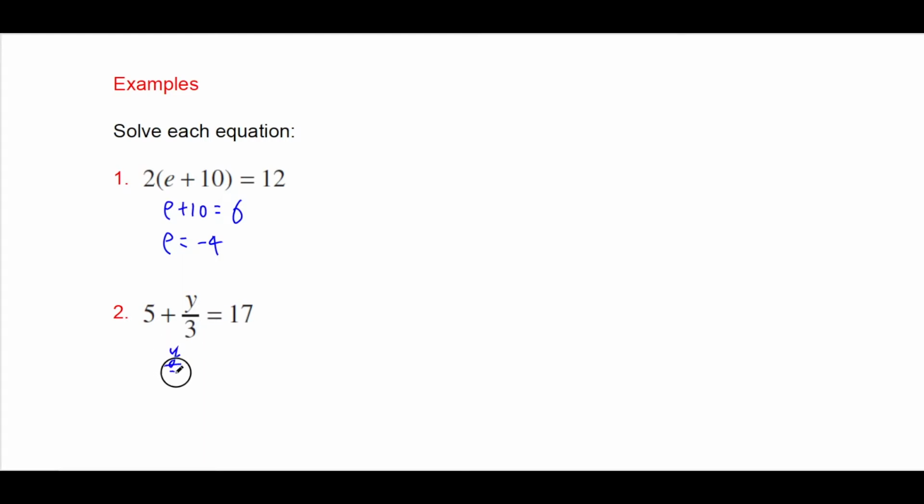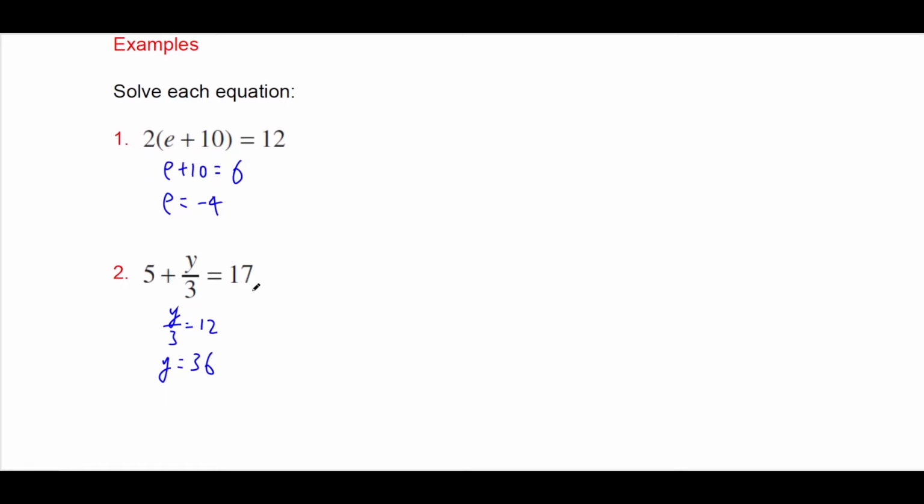So I get y on 3 is equal to 12. Take away 5 from here, I get y on 3. Take away 5 from here, I get 12. Next step, multiply both sides by 3. So you get 36. So these are the easy equations.